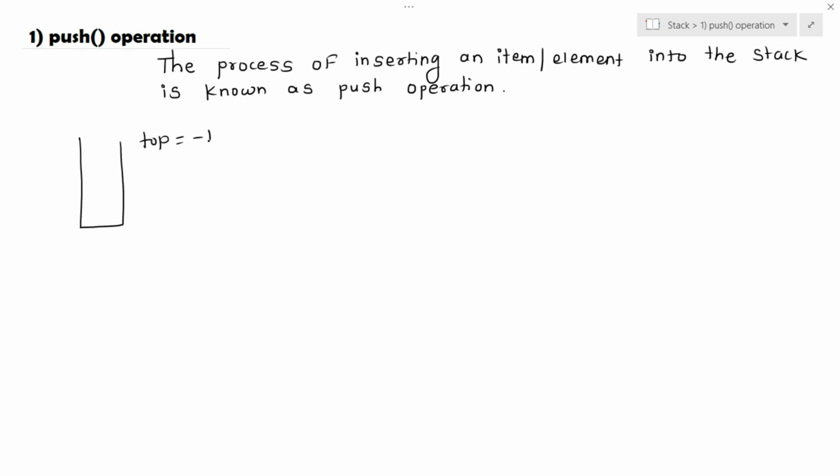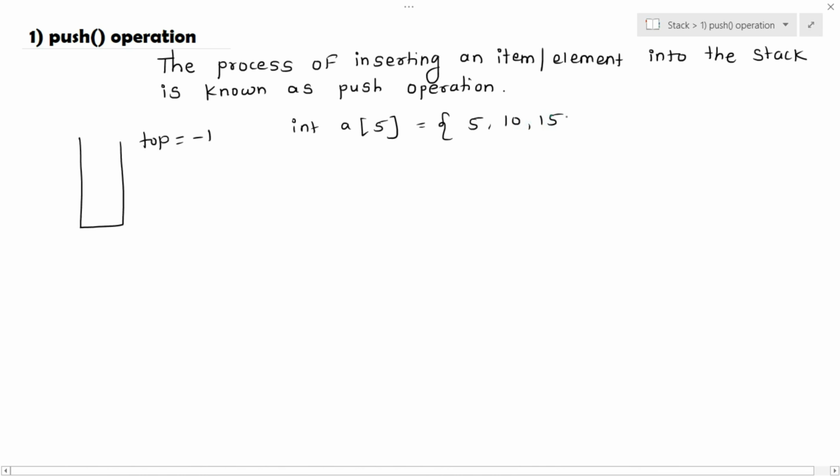Now here we are going to discuss the push operation, meaning inserting elements into the stack. So for example we have an array, for example int a[5], and the array elements are 5, 10, 15, 20 and 25. So these are the array elements. Now if we want to insert all these elements one by one into the stack, right now stack is empty and stack has only one open end, that is called the top of the stack. Right now stack is empty, so the value of top is -1.